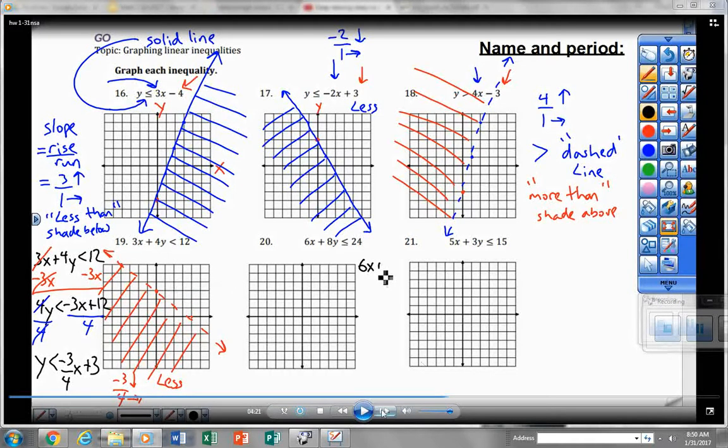For 20, a little bit harder to solve for x, but I know you could do it. I'm going to subtract 6x on both sides first. I'm going to be careful not to subtract 24 and 6x because they're unlike terms. That gives me 8y less than or equal to negative 6x plus 24.